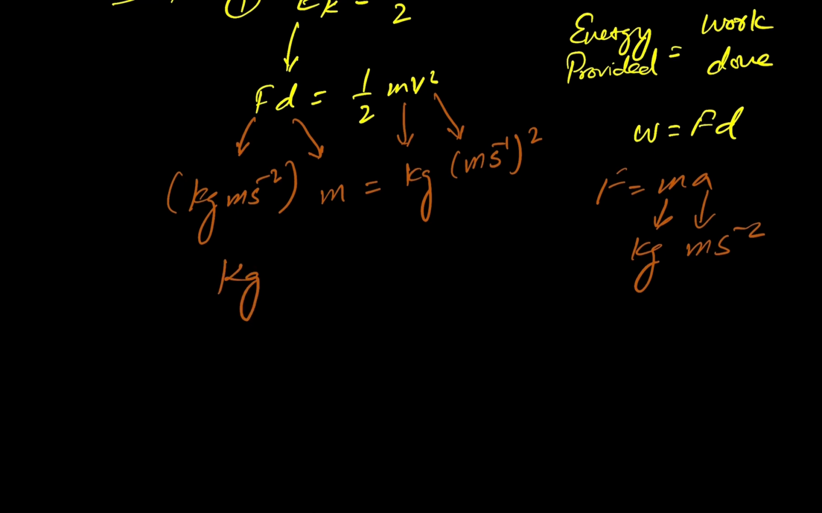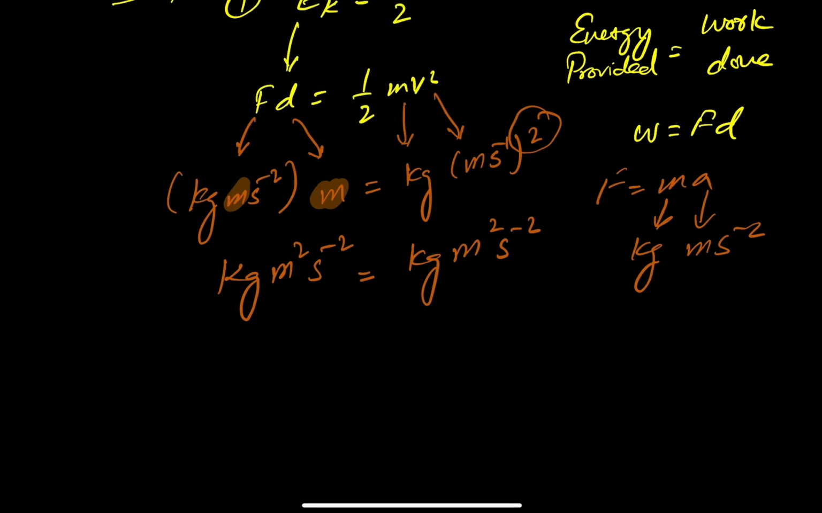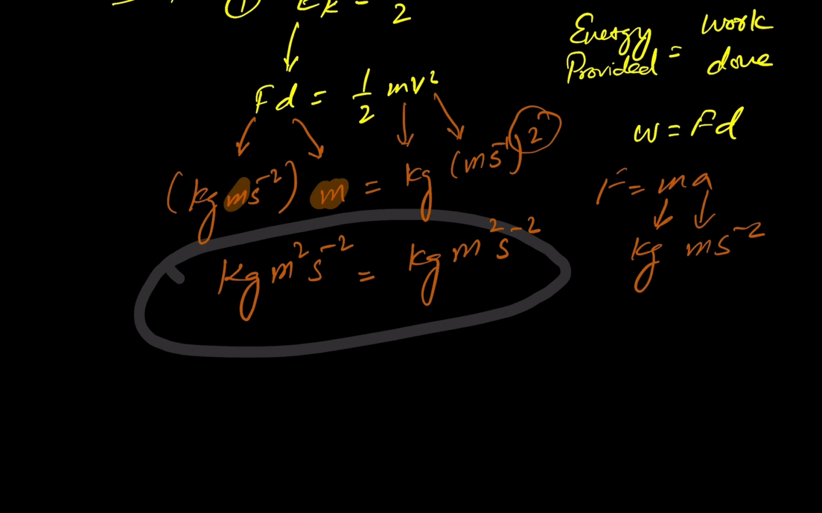It will be kg, there is 1 meter here, 1 meter here, so it will be meter square per second square, and on the right side kg, when you open this square, it will be meter square per second square. So if you see this thing, they both are exactly equal, so we can say that this is a homogeneous equation.